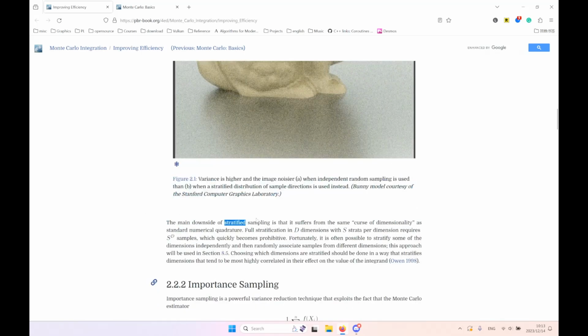Also, stratified sampling suffers from the curse of dimensionality, but we usually just stratify certain dimensions. For example, we just stratify the initial rays, so we stratify the pixels, rather than when we sample materials or lights, where we don't bother to do stratified sampling again.